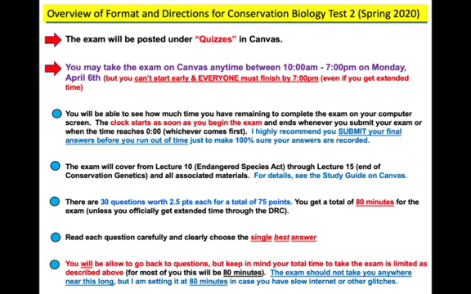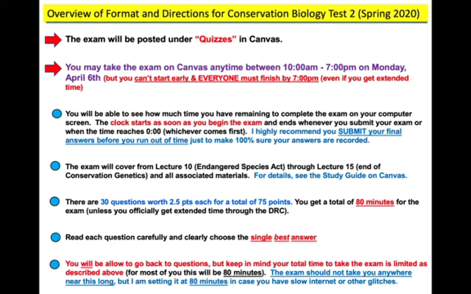And you will be allowed to go back to questions. In other words, it won't be just one question that pops up that you have to answer and then move on to another one. I believe you're going to be able to see all of the questions at once, just like you would on a normal exam. But if not, you'll be able to go back to a question and think about it some more. But keep in mind, your total time to take the exam is limited to the amount of time described above. So for most of you, that's going to be 80 minutes.